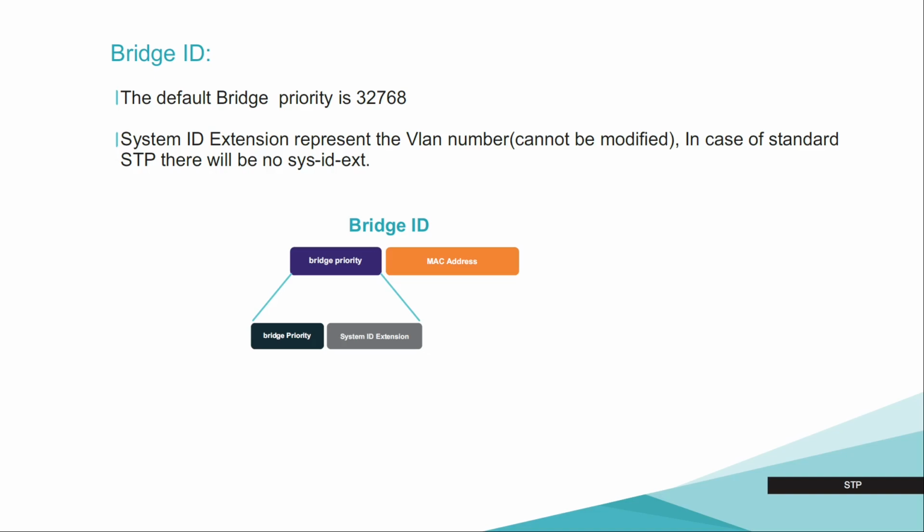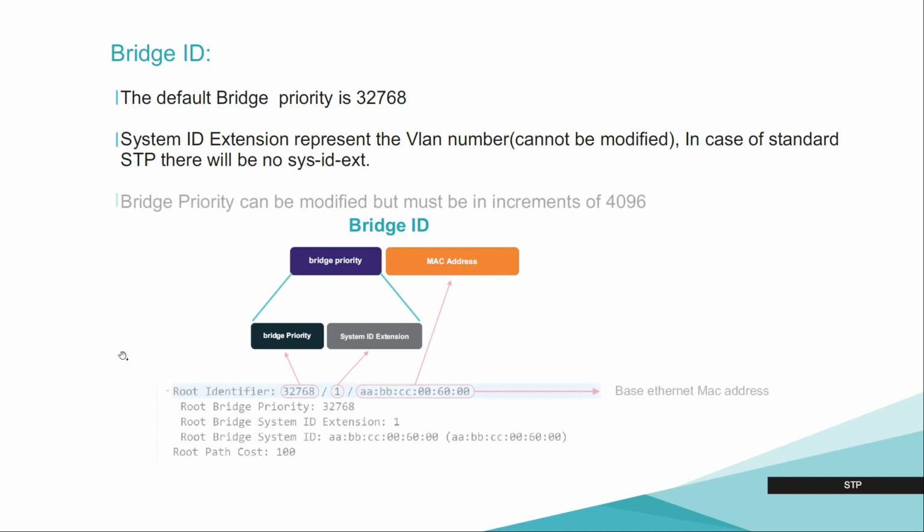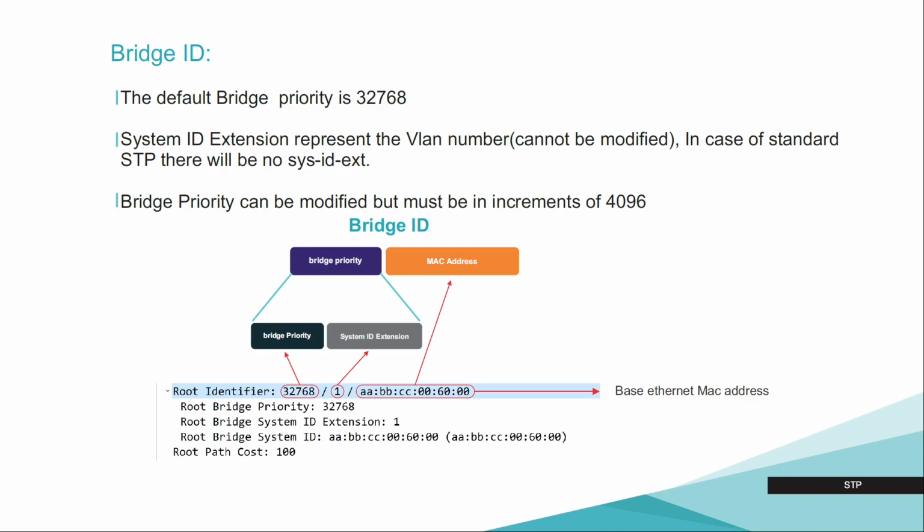The system ID extension will be the VLAN ID. So if we have VLAN 2, the system ID extension will be 2. If we have VLAN 1, the system ID extension will be 1. So here is an example of a BPDU message captured by Wireshark. As you can see, the bridge priority is 32,768. The system ID extension is 1, which refers to VLAN 1. And there is also the MAC address.